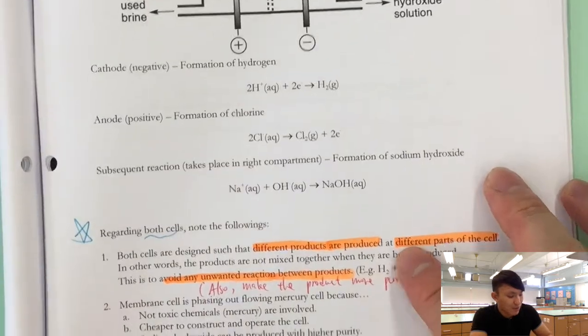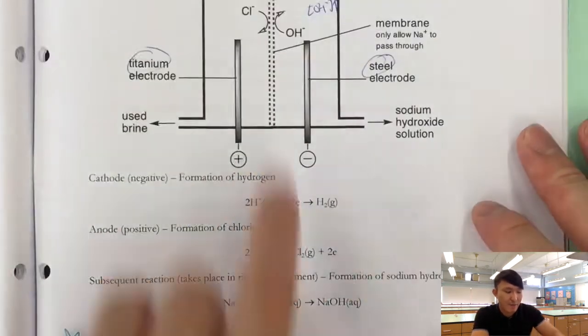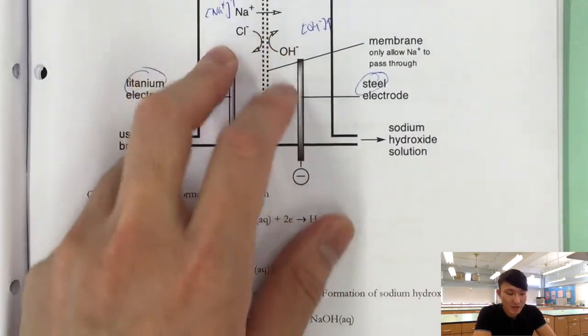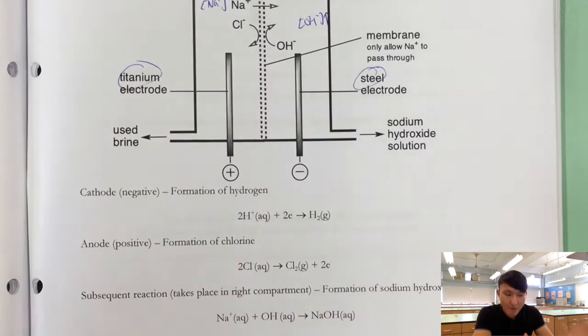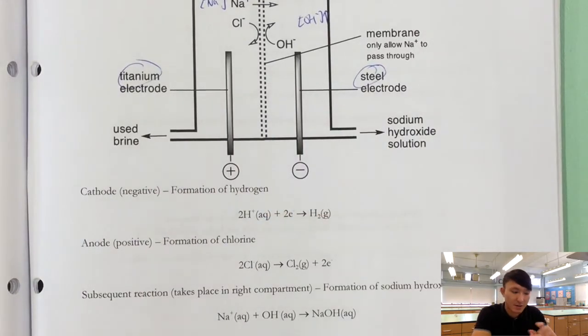And also, sodium hydroxide can be produced with much higher purity because of the membrane here. It blocks all the ions but the one we want, so that only sodium ion and hydroxide ion are able to meet each other on the right hand side and be collected with high purity.